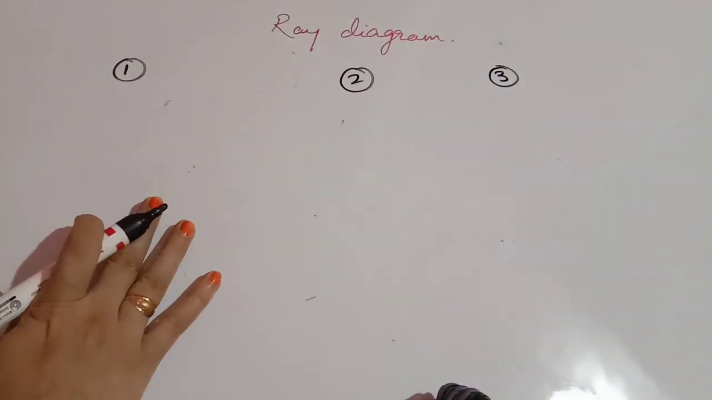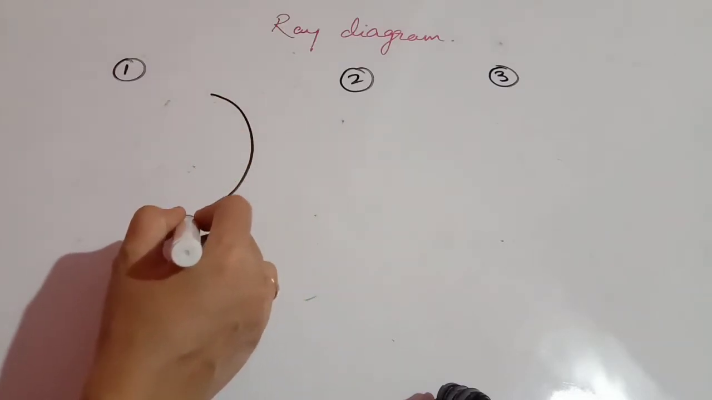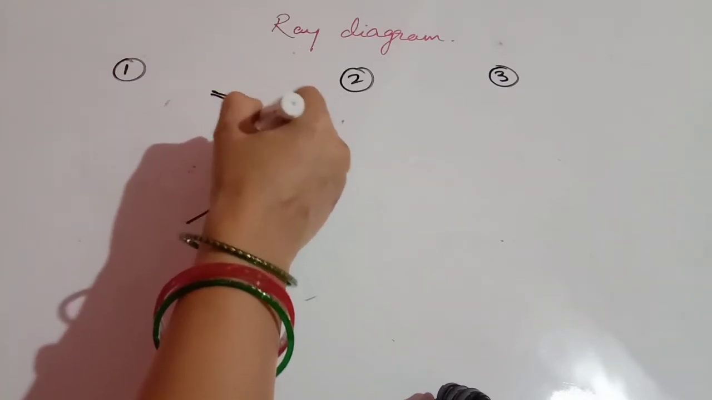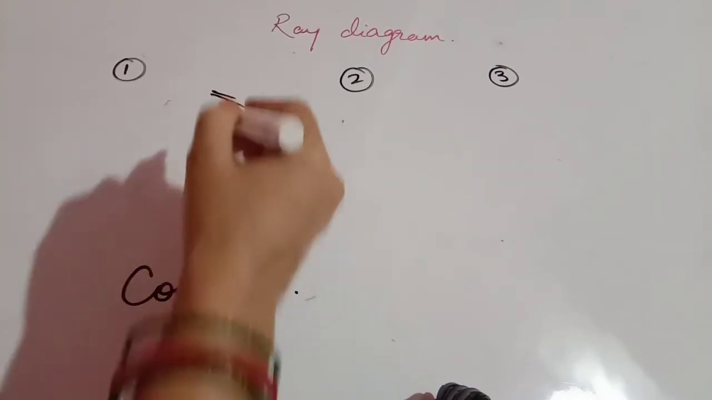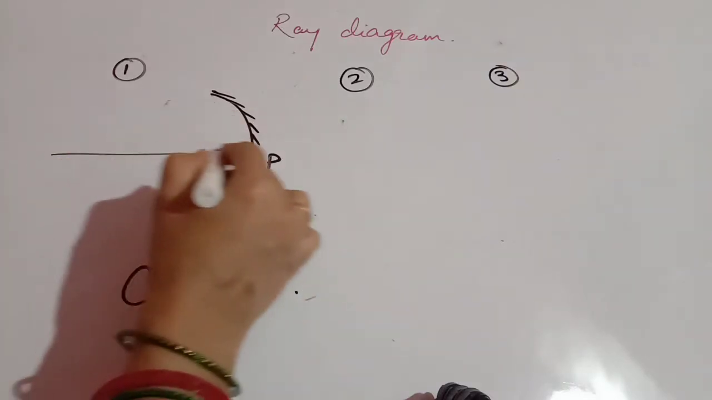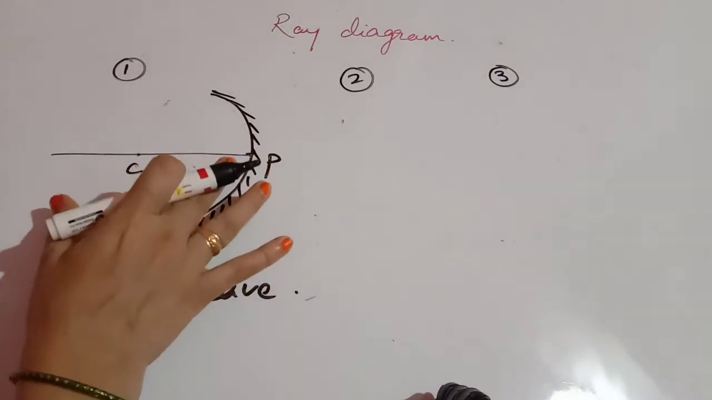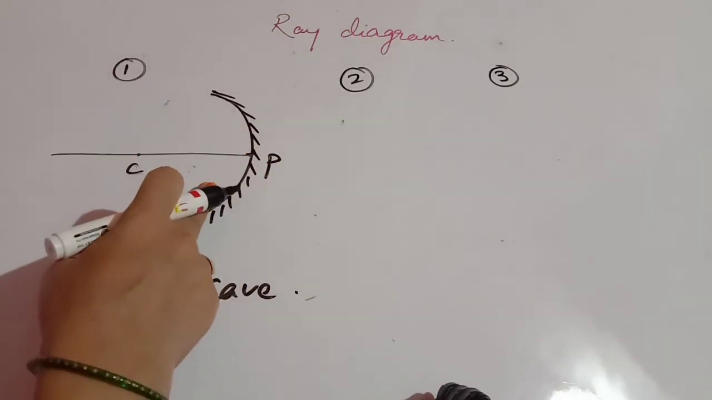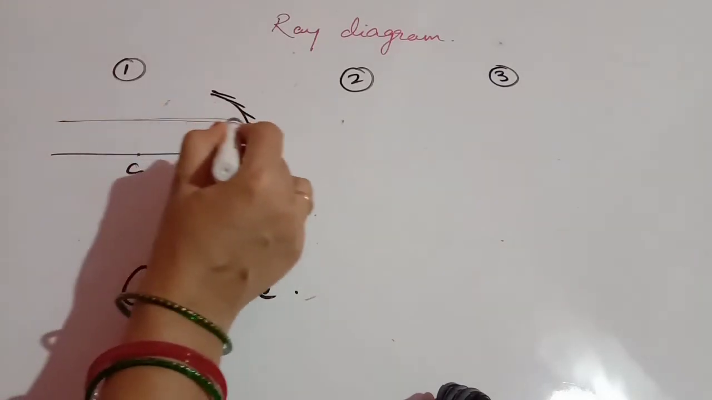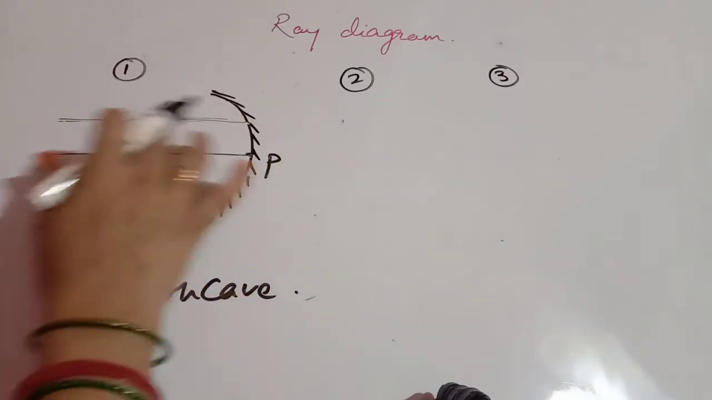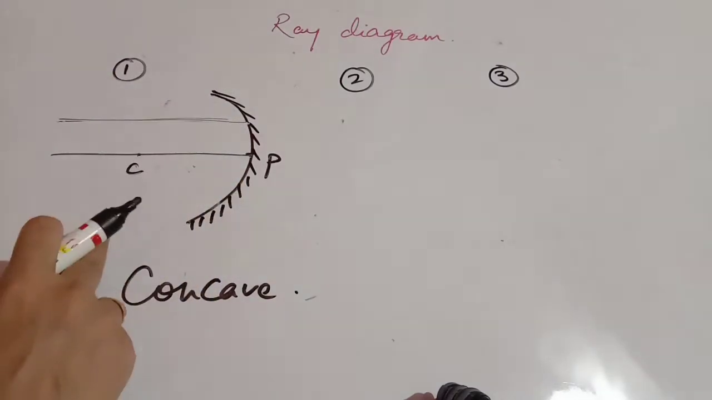Let's understand the three rules first. What is the first rule? We will understand all the conditions in the case of a concave mirror. The first rule says that if your incident ray is parallel to the principal axis, this is your principal axis, so suppose this line, the incident line, is a ray of light parallel to the principal axis.